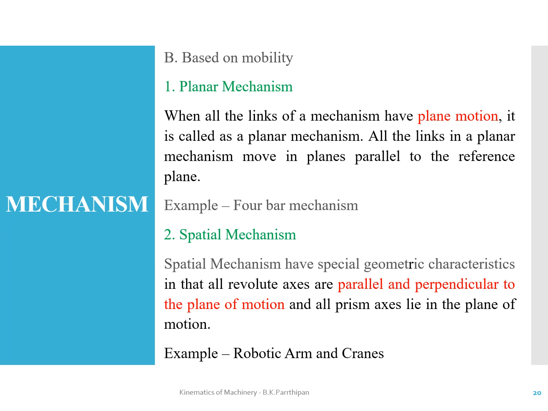In case of a spatial mechanism, the links move in a direction parallel and perpendicular to the plane of motion. The examples for these are robotic arm and cranes. In case of a robotic arm, which is used to transmit motion in any direction, that may be in the x direction or the y direction or the z direction, such mechanisms are examples of spatial mechanism.